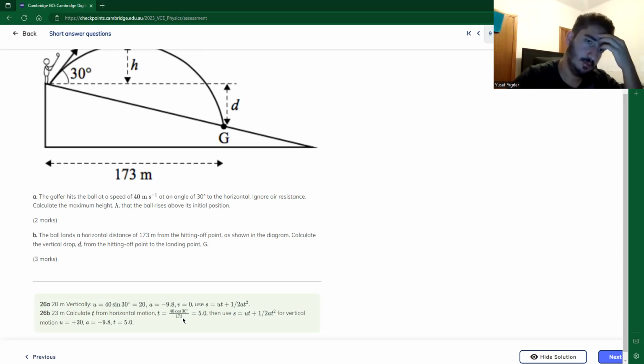But 23 meters. I guess it doesn't make sense though. 23 meters. Man, I gotta ask this question to the teacher because I'm a bit fumbled right now. Calculate T from horizontal motion, yeah. What is this T though? This T is the total time though. Didn't I write this down somewhere? Where T is total time? Yeah, T total.